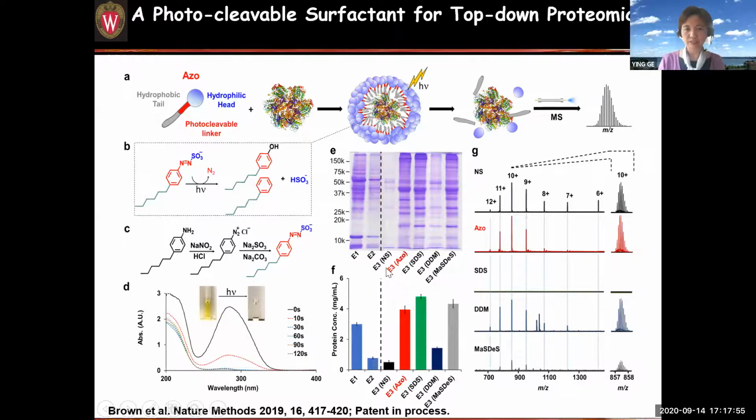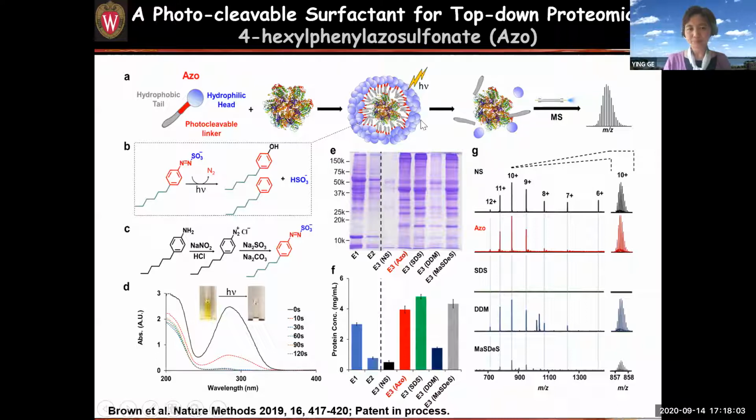As you can see, this one, we call it Azo. This stands for 4-hexylphenylazosulfonate, which has a very high solubilization power, similar to SDS. But it shows that in the mass spectrometry, when you have even 0.1% of SDS, you do not see or detect any proteins. But when we have the Azo in there, we can still see the signal.